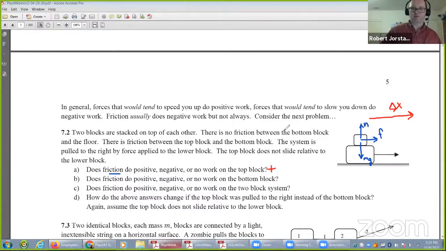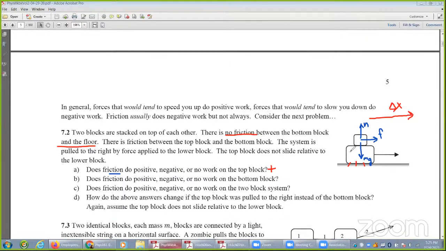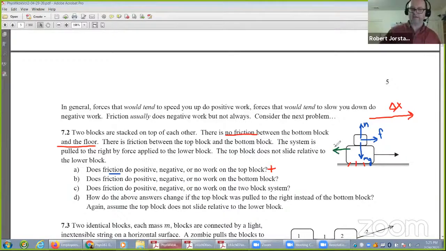How about now, remember, there's no friction down here. There's no friction at the bottom. No friction on the floor. Negligible anyways. So does friction do positive, negative, or no work on the bottom block? No friction. No work. There's friction back, right? Maybe if I label this N12 and this is friction 1-2, you'll see it. This is friction 1-2. It's the action-reaction pair.